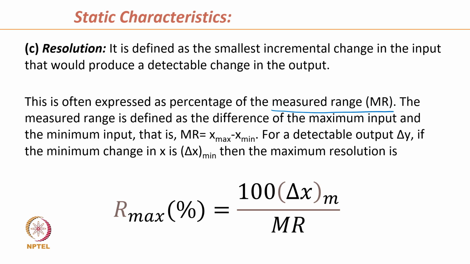How do we calculate it? MR or the measured range is equal to x max minus x min, which is the maximum value of x minus the minimum value of x, and for a detectable output delta y, if the minimum change required is delta x m, then R max is 100 into delta x m divided by MR.